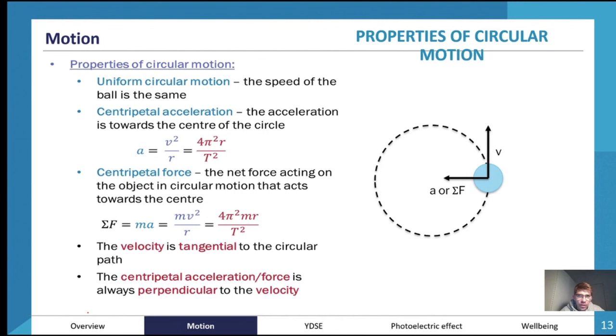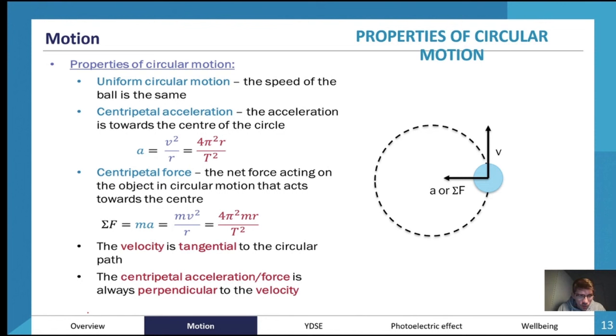Now, let's talk about properties of circular motion. Circular motion is interesting. It requires you to understand how to draw the forces.